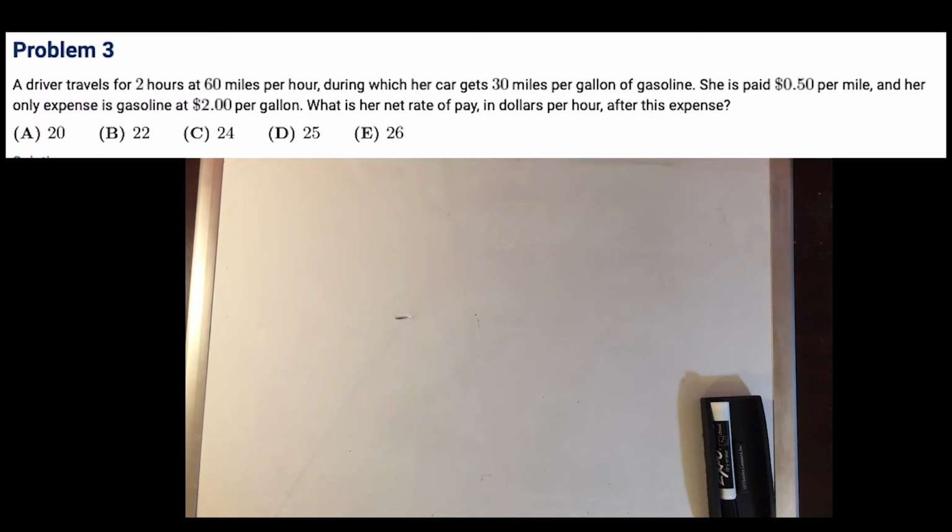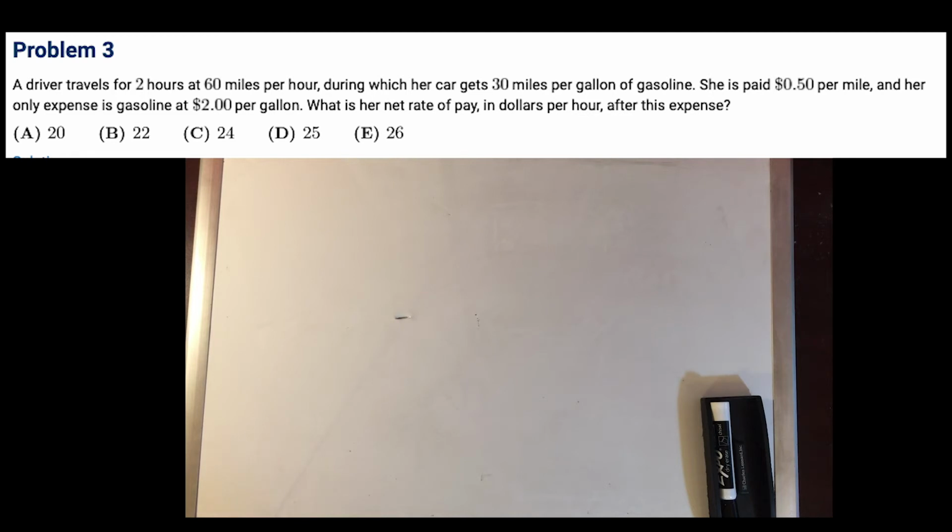Now, let's move on to number 3. A driver travels for 2 hours at 60 miles per hour, during which her car gets 30 miles per gallon of gasoline. She is paid 50 cents per mile, and her only expense is gasoline at $2 per gallon. What is her net rate of pay in dollars per hour after this expense? So there's kind of a lot going on here, but let's figure out what we're trying to find.